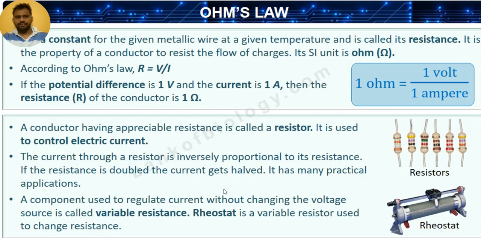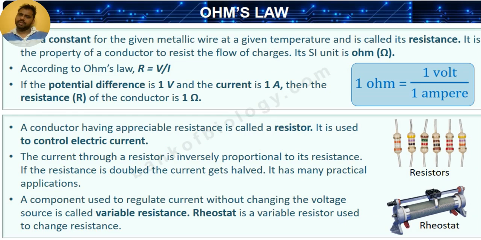Let's move ahead. Now, what extra he has said, that the SI unit of resistance is ohm and it is denoted by this symbol. And according to Ohm's law, R is equal to V by I. So if the potential difference is 1 volt and the current is 1 ampere, then the resistance of the conductor is 1 ohm. So how do we define the relation?